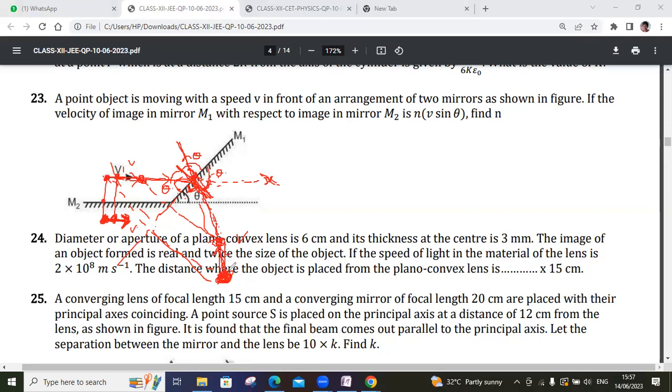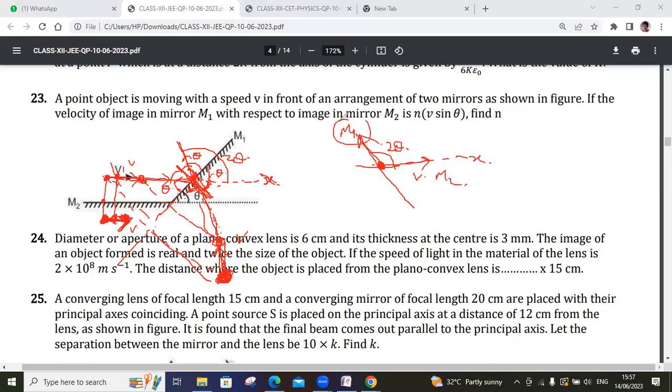So if you see, the image due to m1 is moving along a line which makes a 2 theta angle with the x-axis, and the image due to m2 moves along the x-axis. Its velocity is along the x-axis. So this is due to m2, along the x-axis. Due to m1, the velocity is like this, and it makes angle 2 theta with the x-axis.